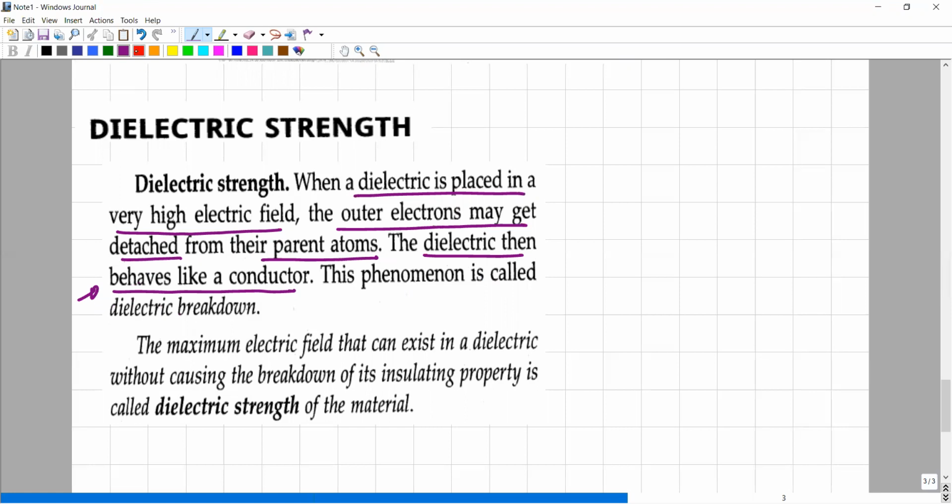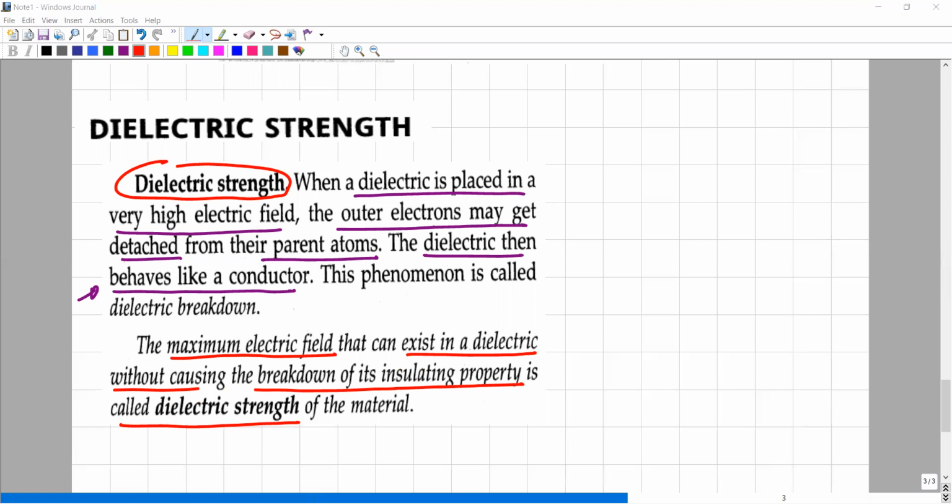But this is only going to happen in a very high electric field condition. Don't assume any simple insulator is going to behave like a conductor in a very small potential difference or small electric field. No, that's not going to happen. You have to give very, very high electric field. And that is what the dielectric strength is. The maximum electric field that can exist in a dielectric without causing the breakdown of its insulating property is called the dielectric strength of a material.